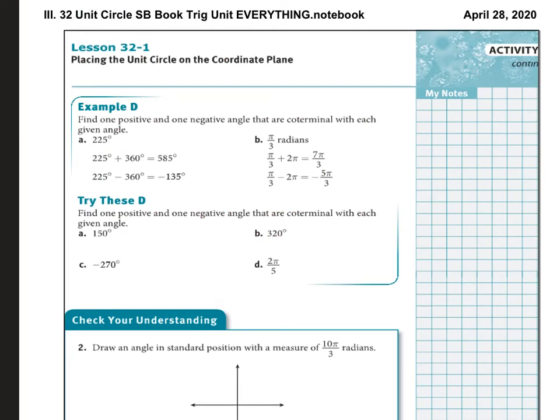All right, so there's a couple more examples. Coterminal, again, as a review, so feel free to look through those. With degrees, you can just add and subtract 360. With radians, again, just add and subtract the 2 pi.